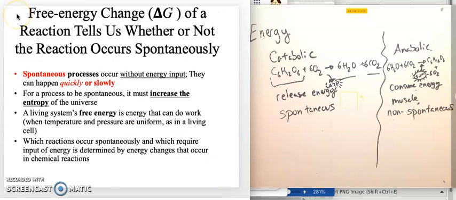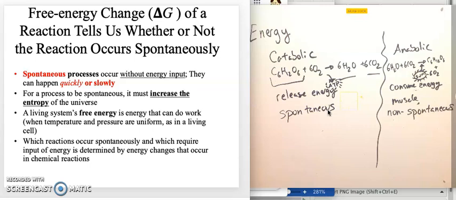If we think back to those different kinds of metabolic reactions, catabolic and anabolic reactions, those that release energy we describe as spontaneous. Now, spontaneous doesn't mean fast. What it means is that the reaction proceeds without an input of energy. Energy is released by this process, okay? And for a process to be spontaneous, it has to increase the entropy or disorder of the universe, okay?